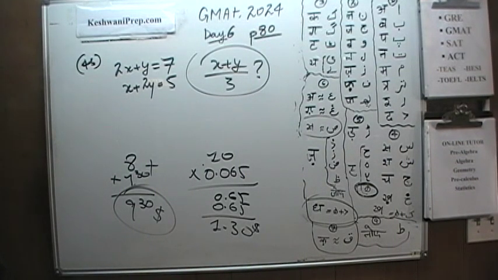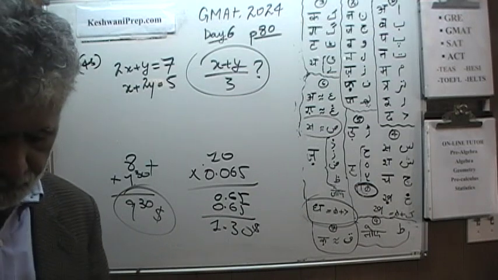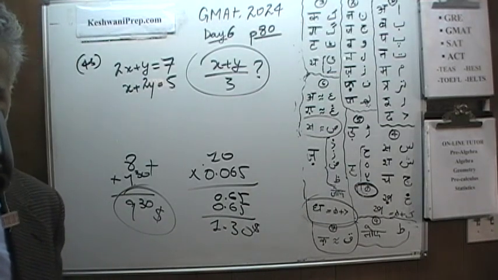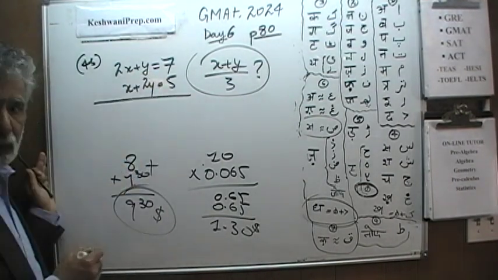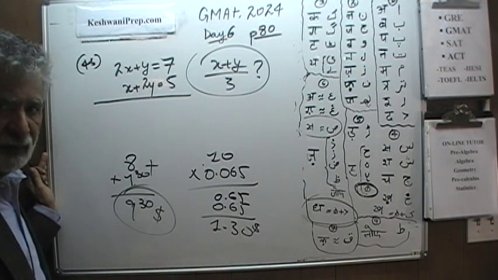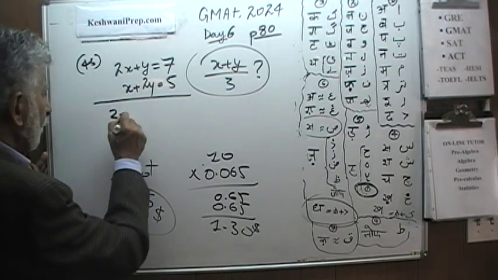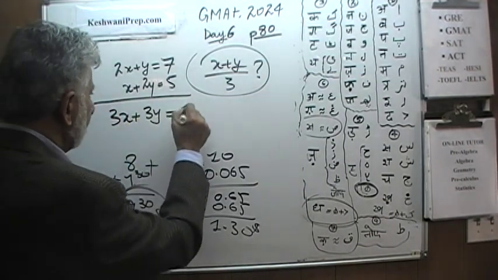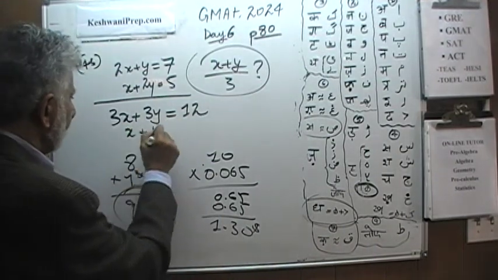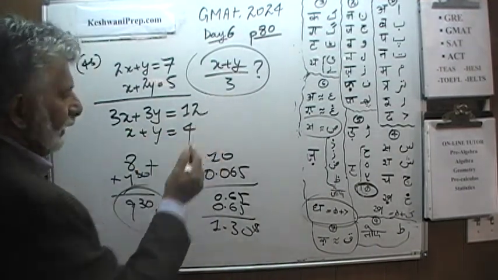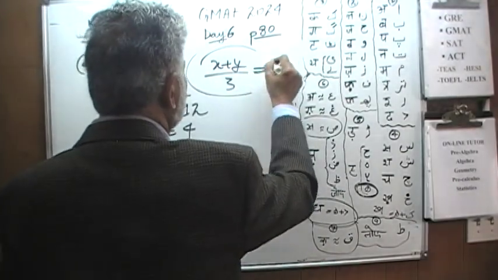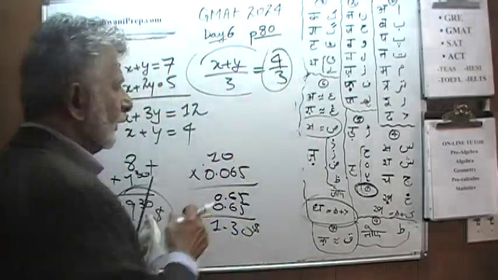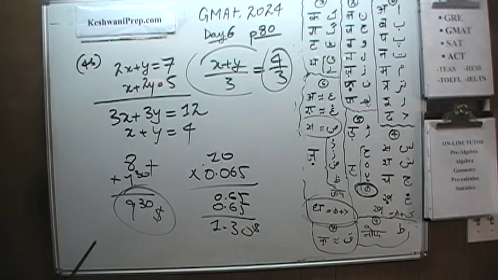You do it yourself. Pause the video, do it yourself. Add the two equations. Don't try to solve for x and y separately. Add the two equations. You're going to get 3x plus 3y equals 12, which means x plus y equals 4. There you go. x plus y equals 4. The answer is x plus y is equal to 4, so the answer is 4/3. Number 44.